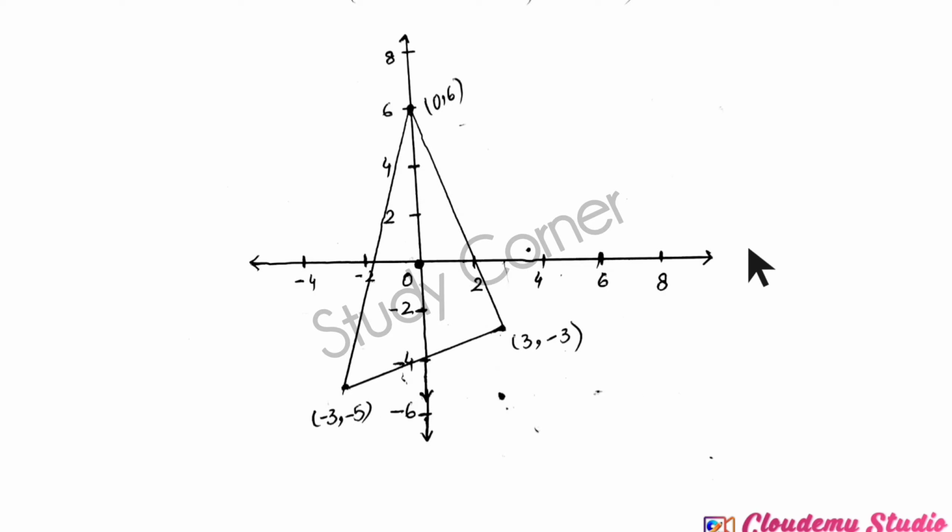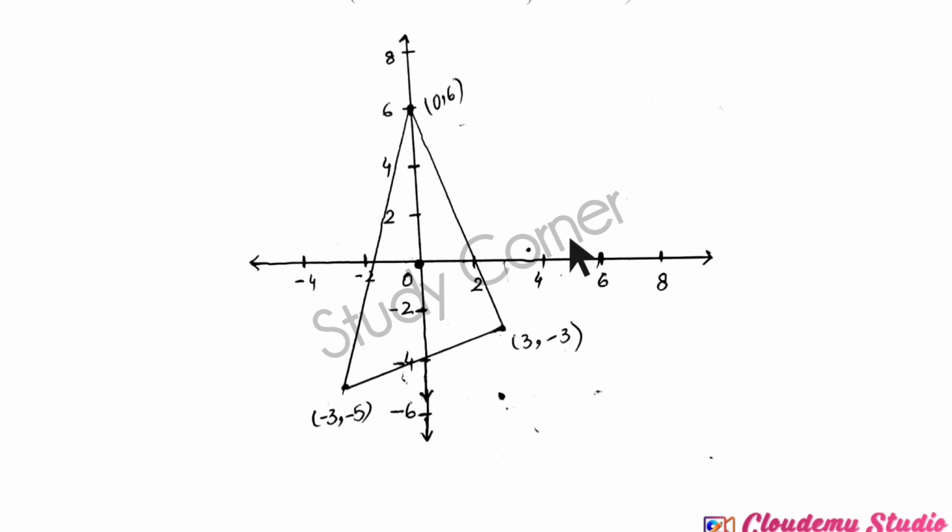Take a suitable scale. This is the x axis, this is the y axis, this is negative x and this is negative y. And here x is minus 3 and y is negative 5. You have to plot the point here. X is 3 and y is negative 3, and x is 0 and y is 6.